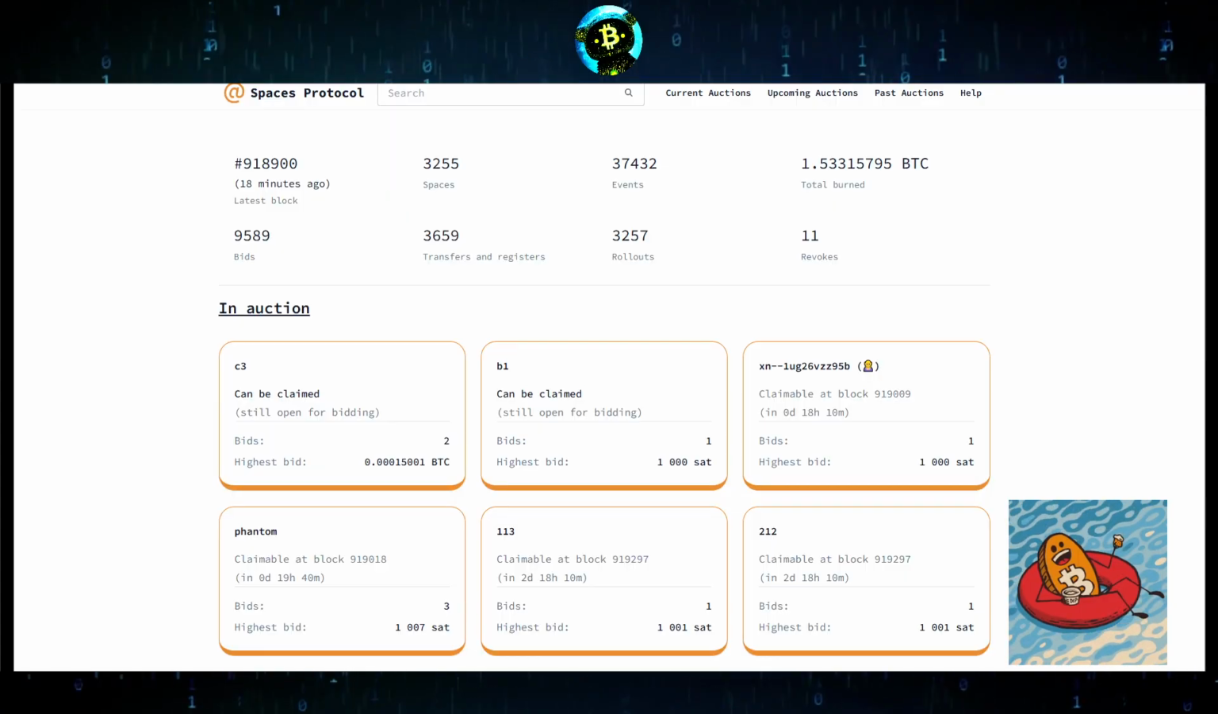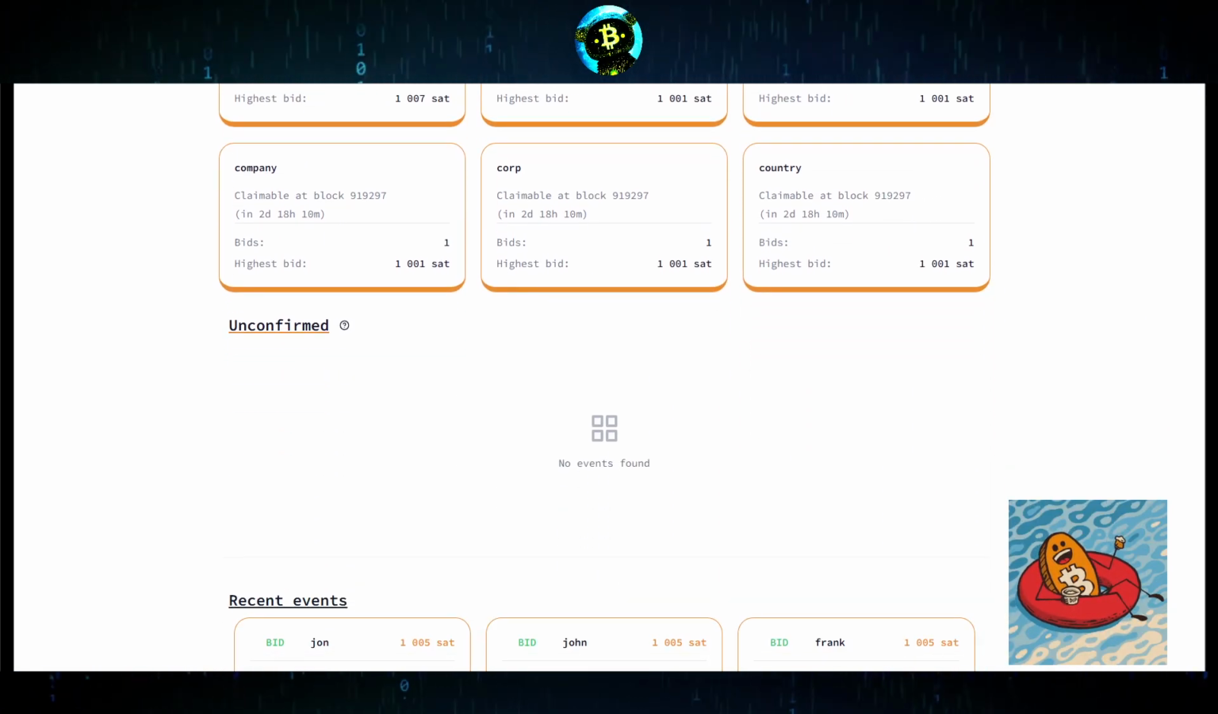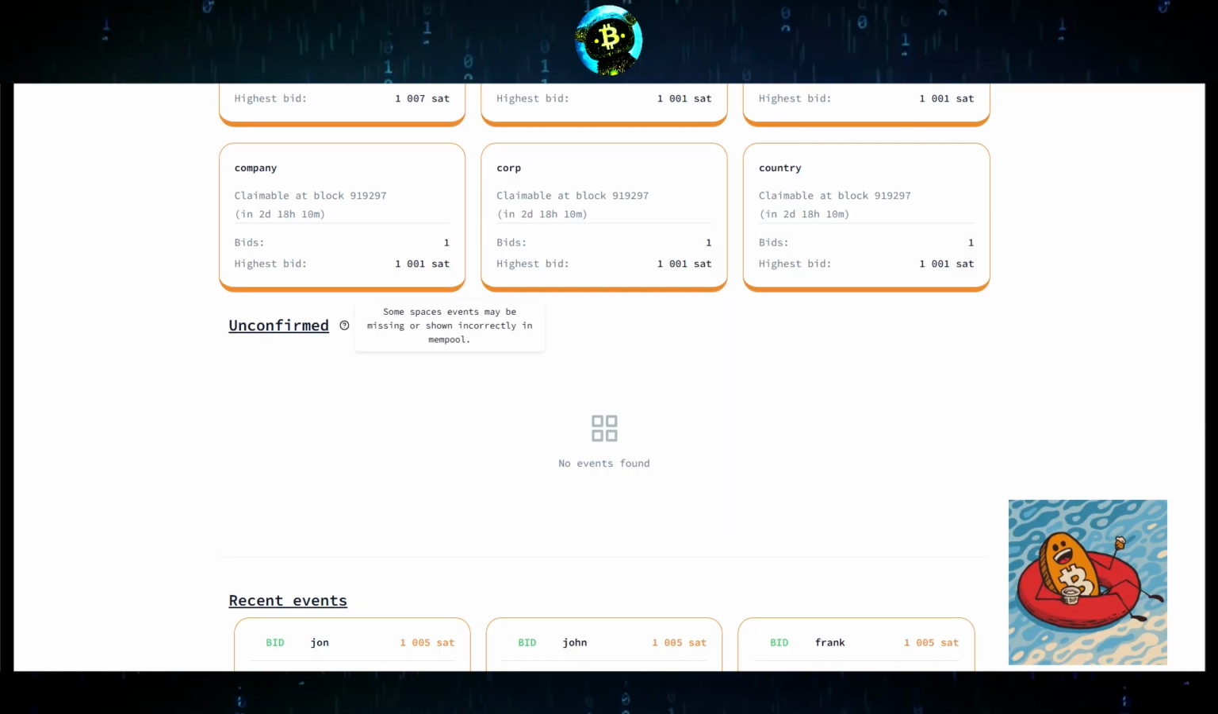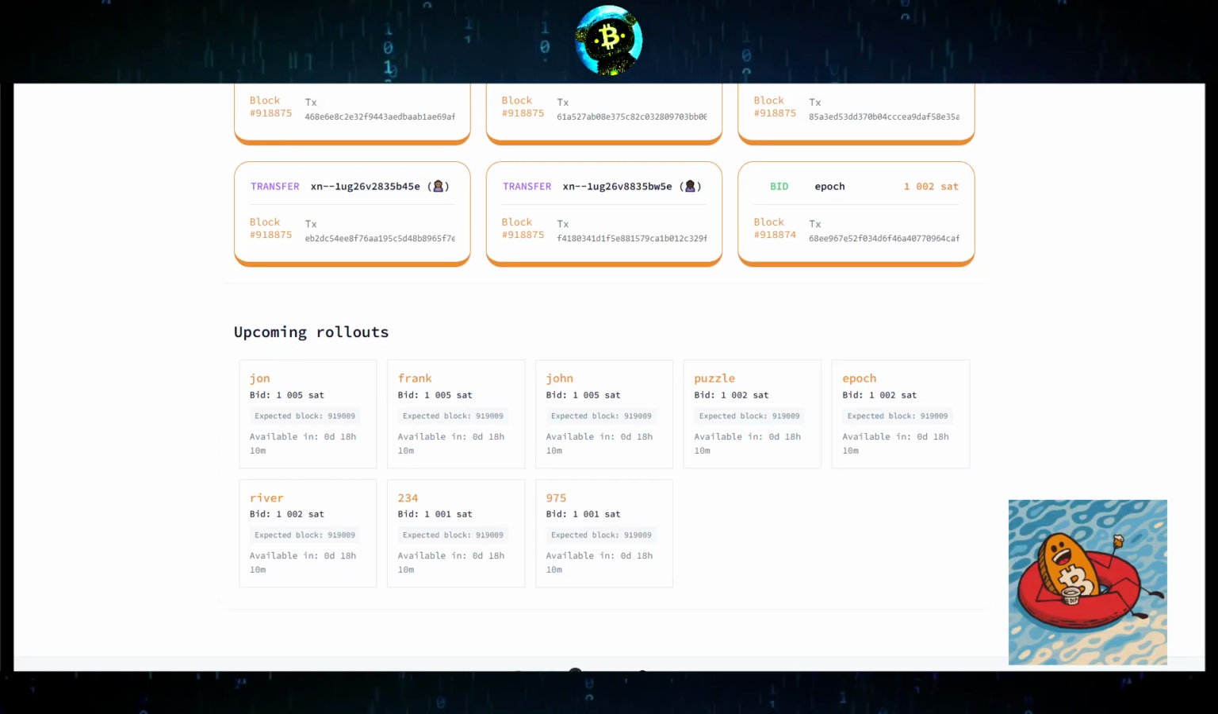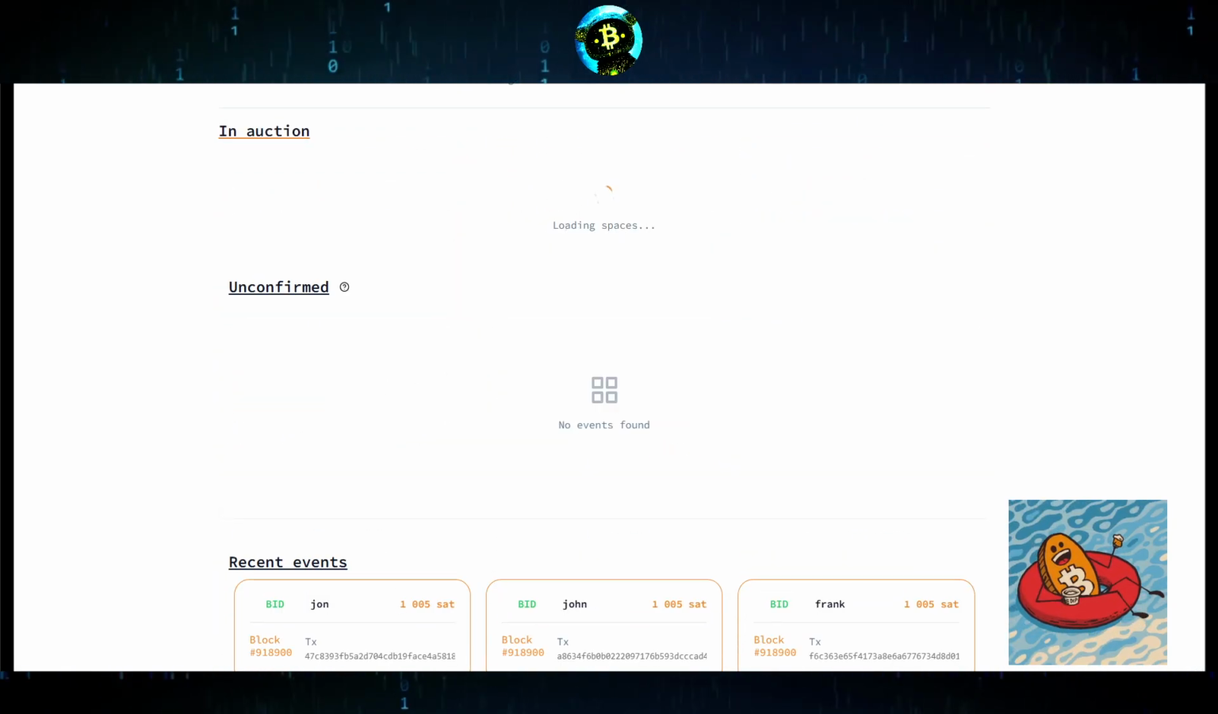So B1, we bid on that. Hopefully the person can't come in and claim on it. I don't see our transactions showing here unconfirmed. Looks like we got some transfers and some bids recently. But let's see what's up for auction right now.